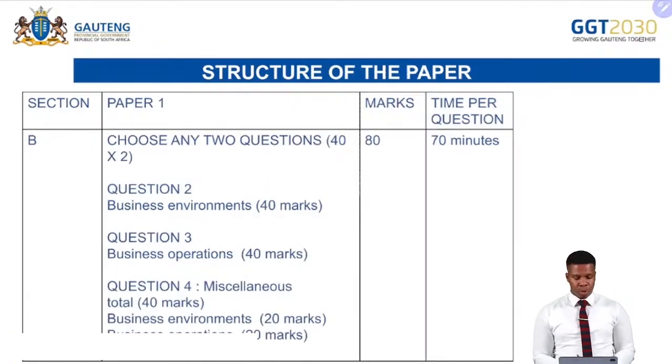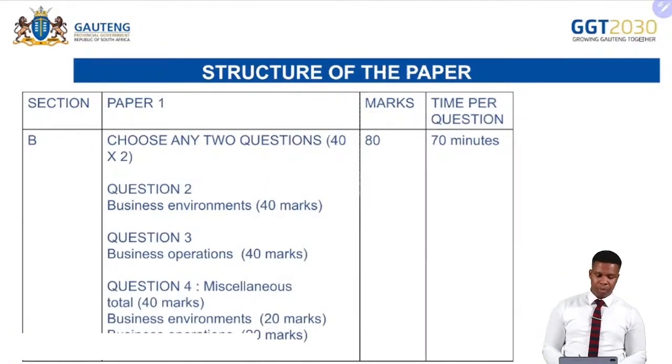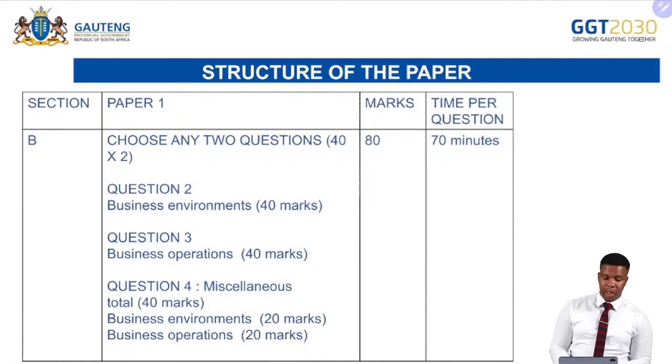And then we also have section B. So in your section B, the instruction is you should choose any 2 questions for 40 marks. So that would give you a total mark of 80. And the time allocated there is 70 minutes, meaning 35 minutes for each question and 35 for another.